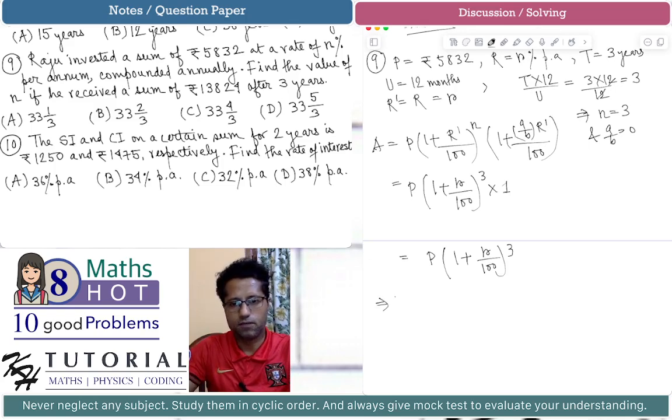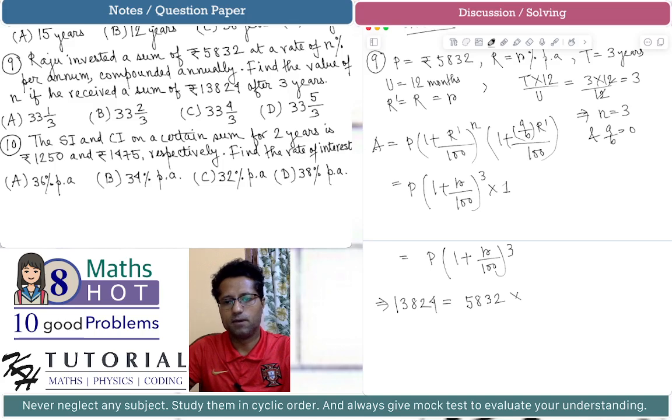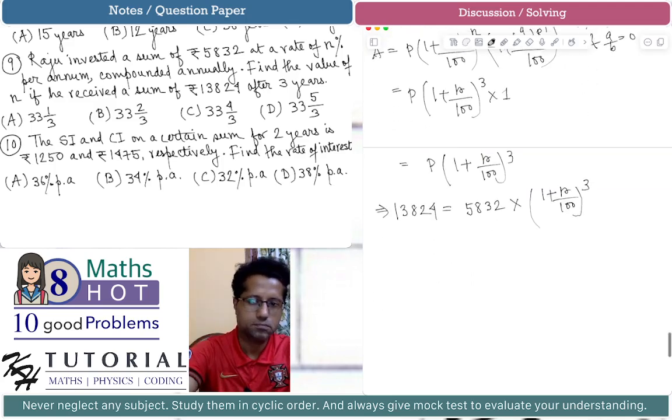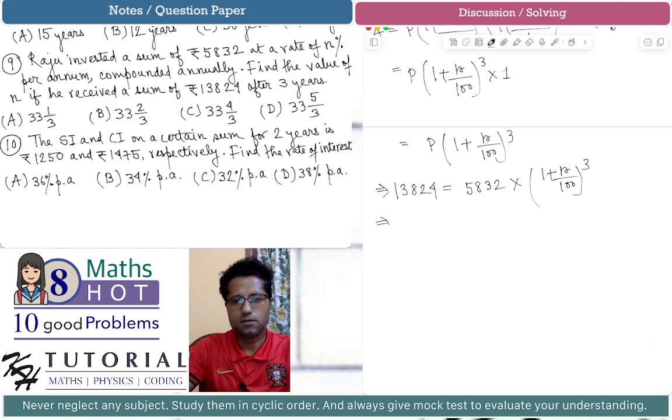Okay, now let's put the value of A and P. So A is 13824 is equal to P, which is 5832, multiplied by 1 plus r by 100 whole to the power 3. So this implies 1 plus r by 100 whole to the power 3 is equal to 13824 divided by 5832.